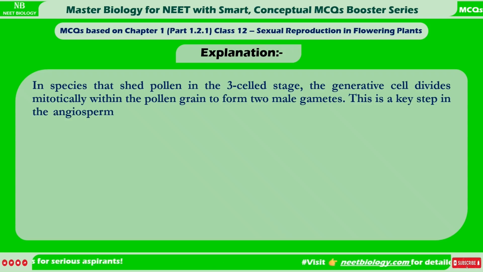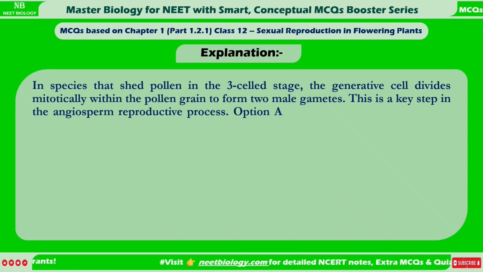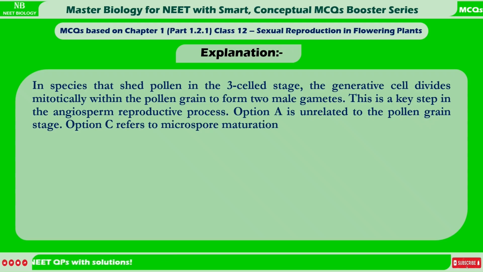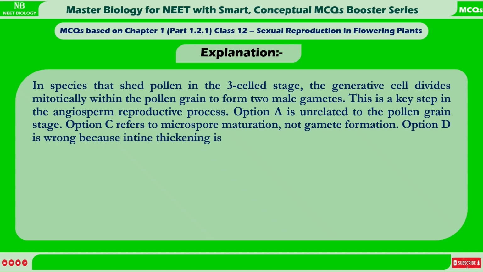Option A is unrelated to the pollen grain stage. Option C refers to microspore maturation, not gamete formation. Option D is wrong because intine thickening is not relevant to the generative cell division.